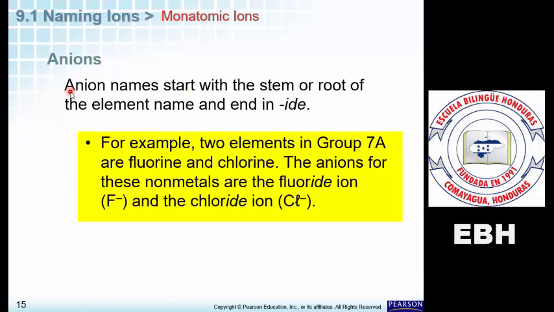Now we're going to talk about the anions. Anion names start with the stem or root of the element name and end in IDE. For example, two elements in group 7A are fluorine and chlorine. The anions for these nonmetals are the fluoride ion, with the symbol and the negative charge in parentheses, and the chloride ion, with the symbol and the negative charge in parentheses. These two are examples of anions in group 7A.